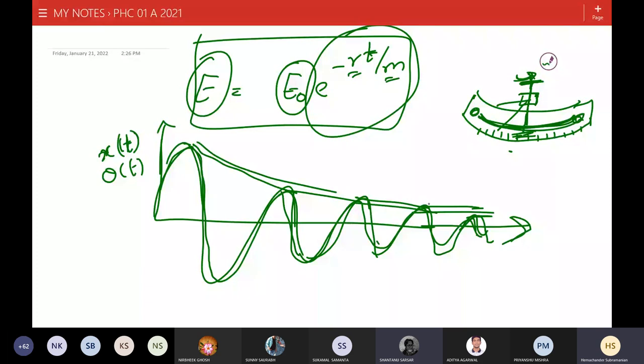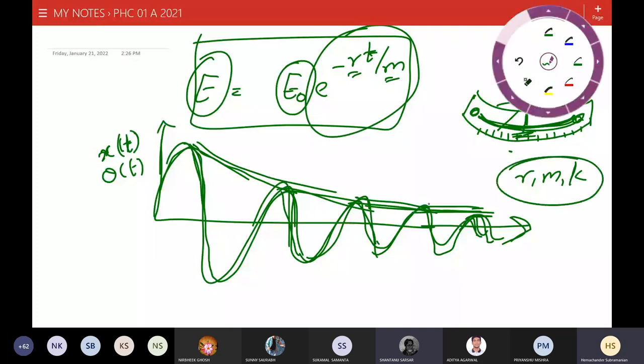What you get on your screen is the data, this curve. The question is, what are the parameters? Can you arrive at the parameters of the simple harmonic oscillation? Parameters are R, M, and K. Here we are using S. So let's use S.